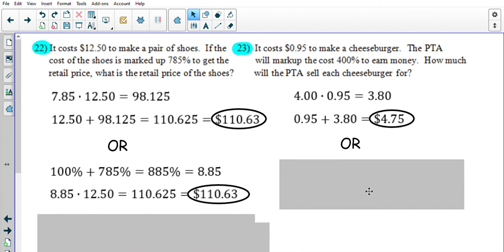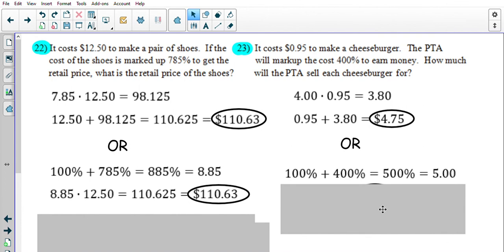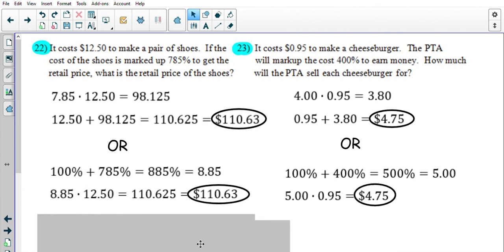The other strategy you have is to take 100% plus 400% to get 500%, or 5. Take 5 times 0.95, we get $4.75. Again, that's the final price after the markup.